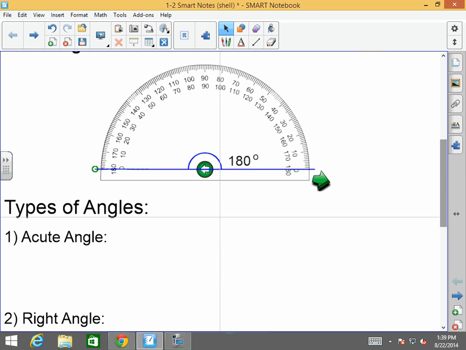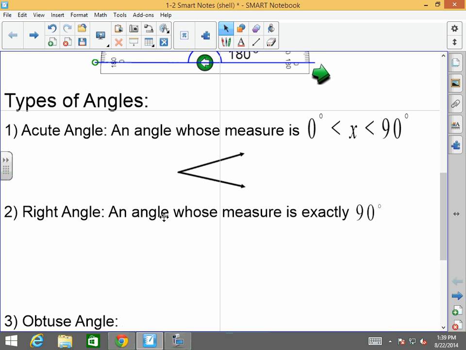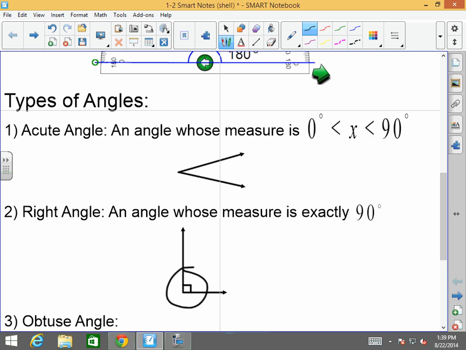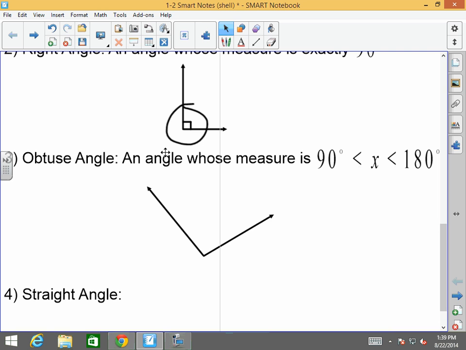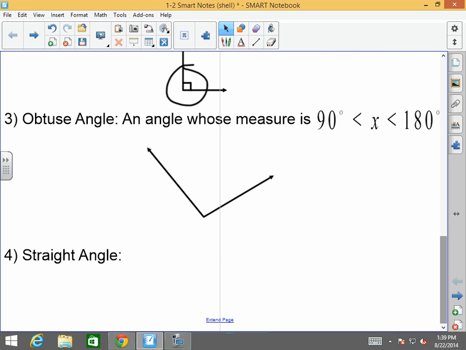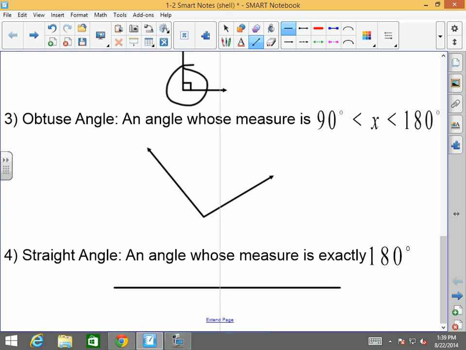Now, as we continue, we already just went over all of these. Acute, again, between 0 and 90. Right is exactly 90 degrees. Remember that a right angle is indicated by that little symbol, a little square at the bottom corner. Remember, you cannot assume that it's 90 unless that is there, please. An obtuse angle, greater than 90 but less than 180. And then we have a straight line, which is exactly 180 degrees, and it's literally just a straight line.